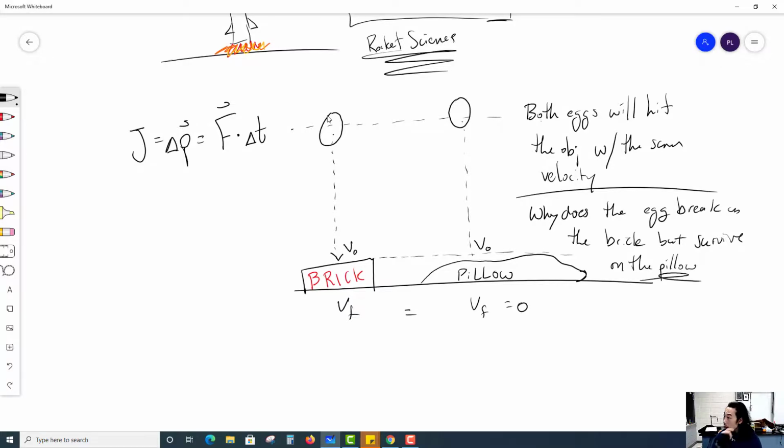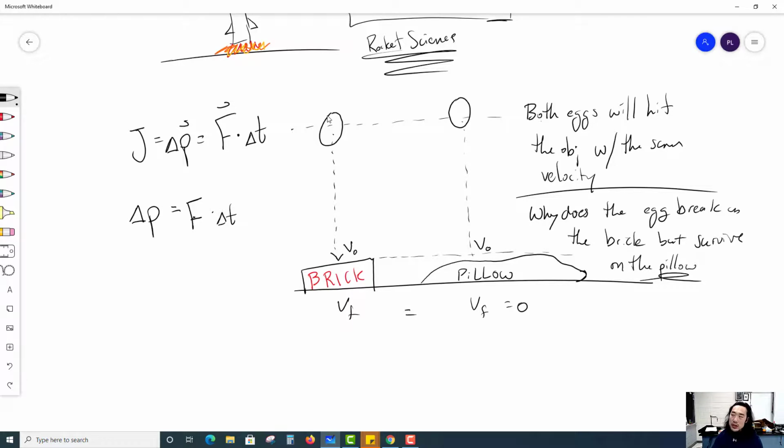Now, if we take a look at the equation, this equation tells us everything. Because all of the conditions are basically the same, the initial velocity is the same and the final velocity is the same, we can say that the delta P for the brick and the pillow is the same for both. But let's take a look at the other side, where we have force and the change in time. So let's think about this. In which scenario is there a greater force acting on the egg, the brick or the pillow?